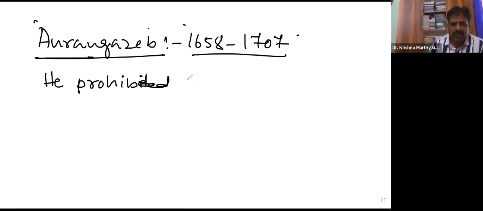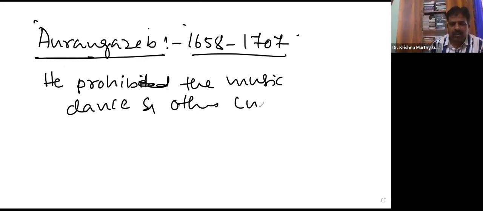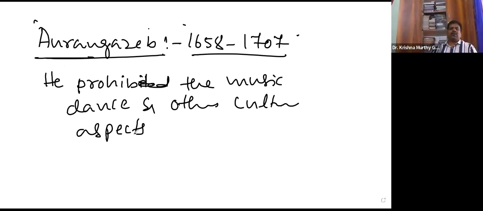He prohibited the dance and other cultural aspects during his period. He prohibited the music and dance and other cultural aspects at the government level. But one thing you should know, he banned the music.